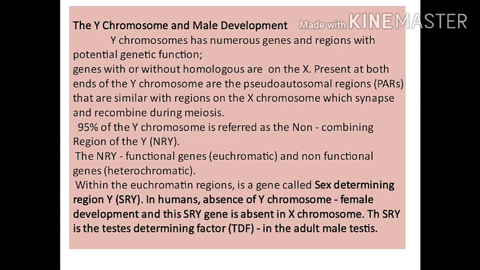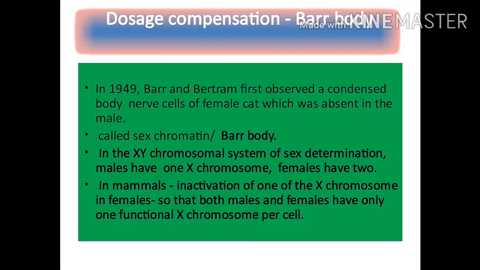The gene product of SRY is the testis determining factor. So the testis determining factor is found to be produced by the SRY. It is observed only in the adult male. Now we are going to see the dosage compensation or Barr body.